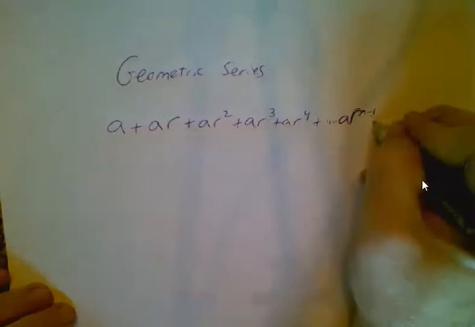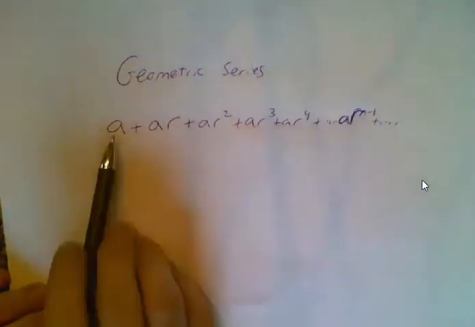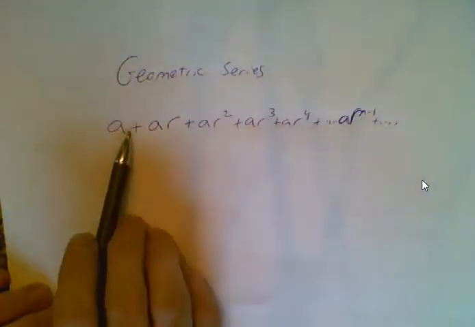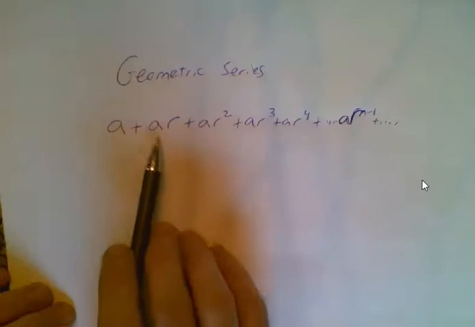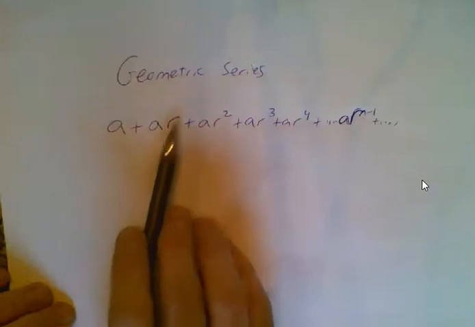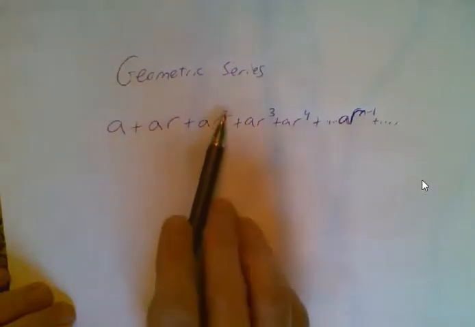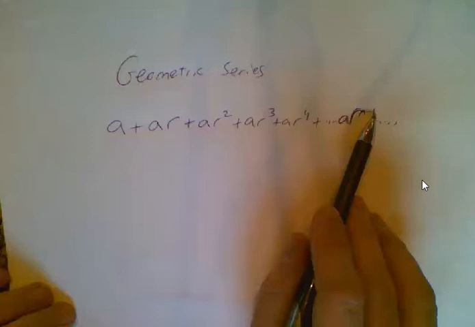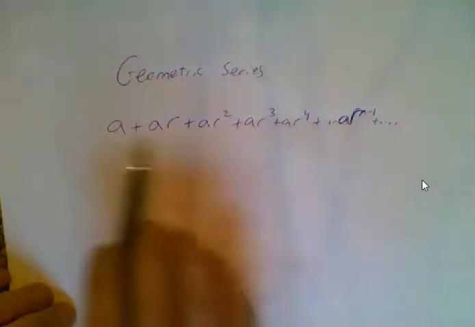Plus dot dot dot. So if n is 1, it's just a, right? This is basically r to the 0. At n equals 2, you have r to the 1. N equals 3, you have r to the 2. So it's n minus 1 as your power of r. And this would be the basic structure of a geometric series.